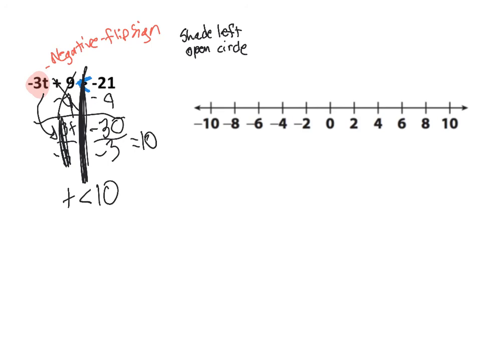So we look back at our rules. We said we need an open circle on 10, and we're going to shade to the left. Shade to the left. Make sure we include the arrow at the end of our shading. That way we know the line goes on forever to the left.